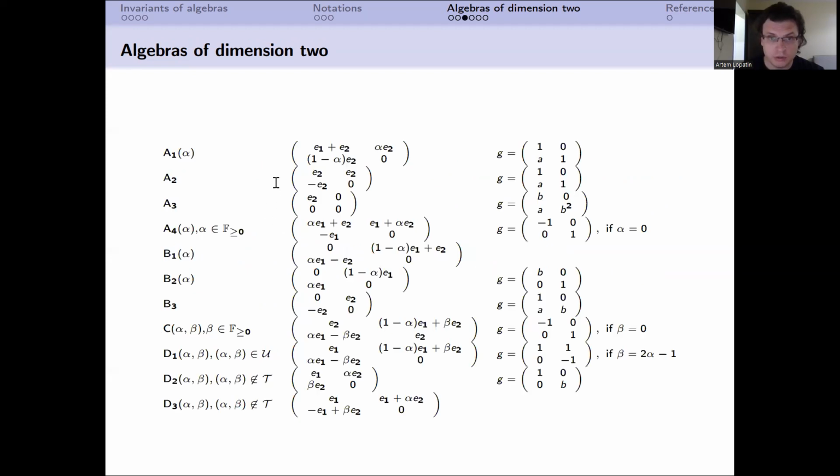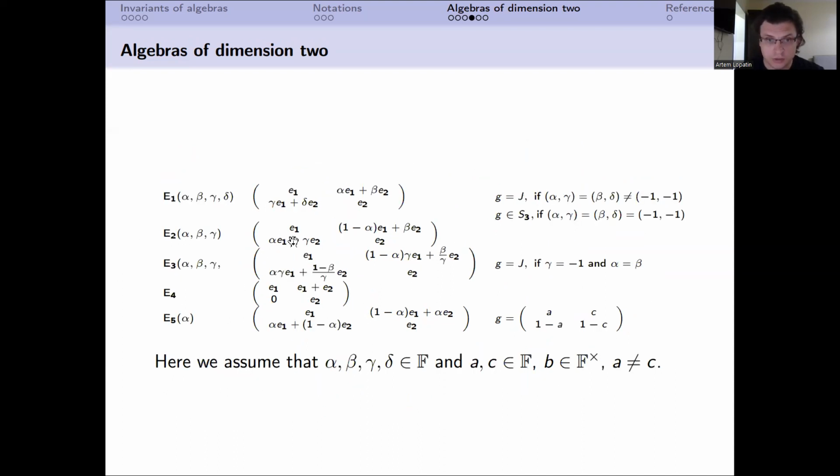So here is this classification. It has the notation of the algebra, the table of multiplication, and here is an element from the group of automorphisms. If nothing is written, A is assumed to be any element from the field. And if nothing is written as here, it means that the group of automorphisms is trivial, but it's not. So here's this complete list.